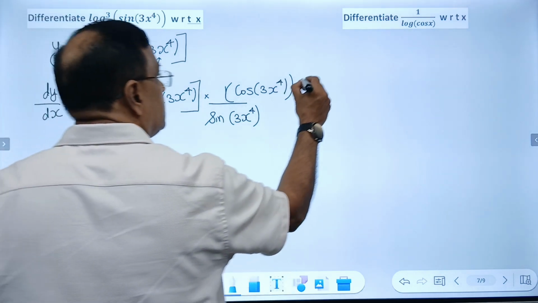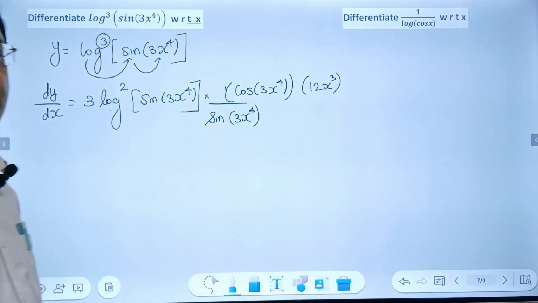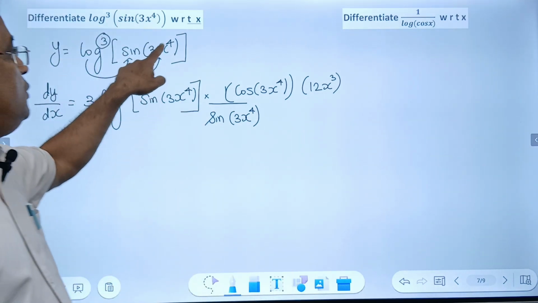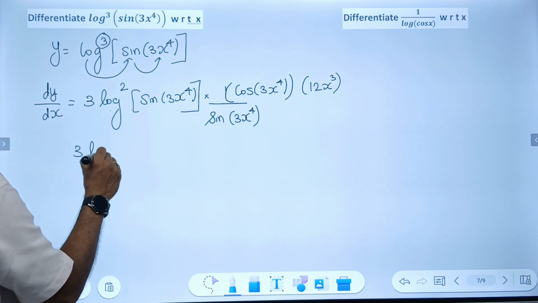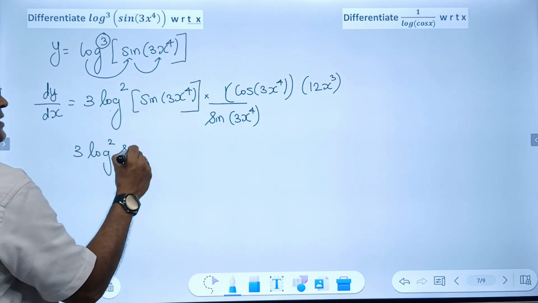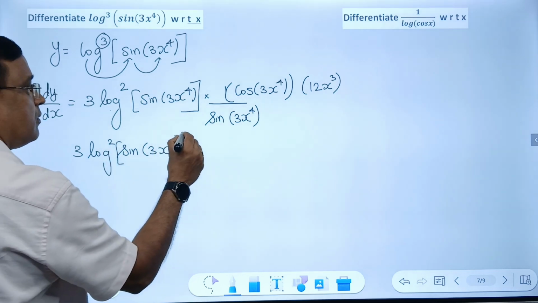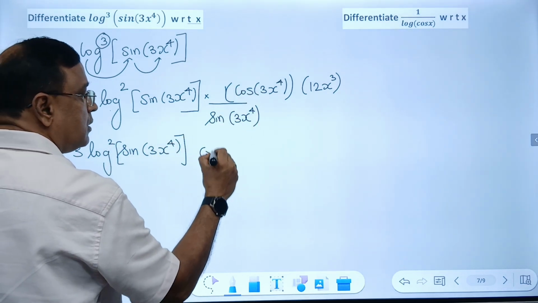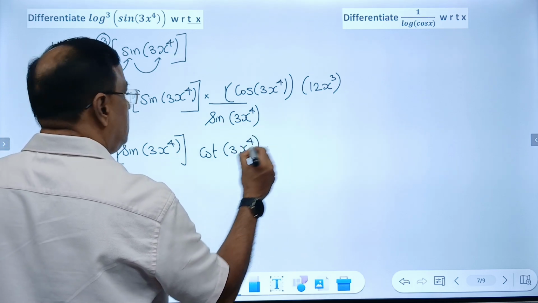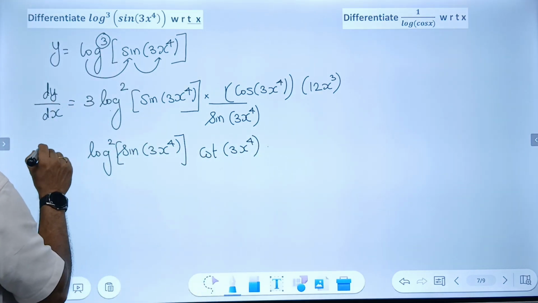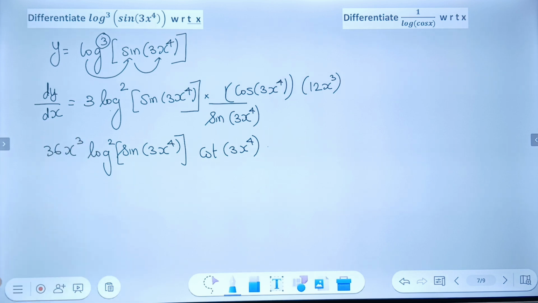How do I do that? It's 12x cube. Why? x power 4 differentiation is 4x cube. 3 into 4 is 12. So if you want, you can just slightly simplify this. Log square sine of 3x power 4. This is cot of 3x power 4 into, you can just say 36x cube. Simple differentiation.